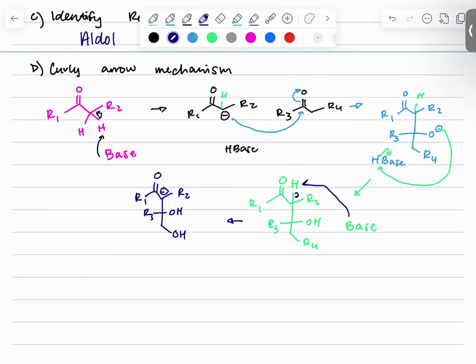Now, we're going to form our double bond. So we have H base hanging about, and this anion is going to come here and kick off the hydroxy. And that hydroxy is the starting material for our water.